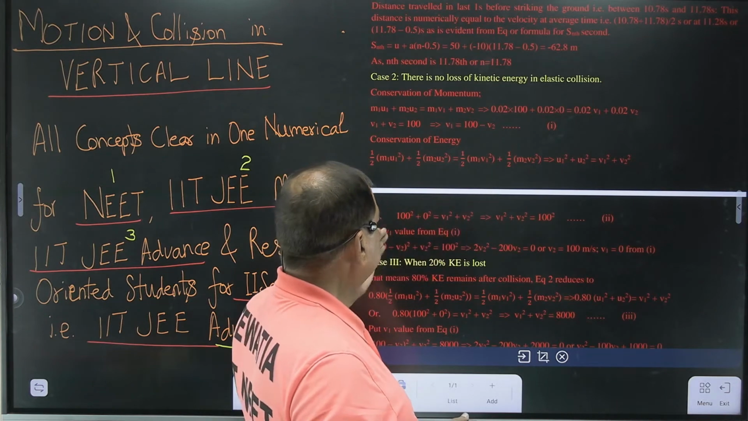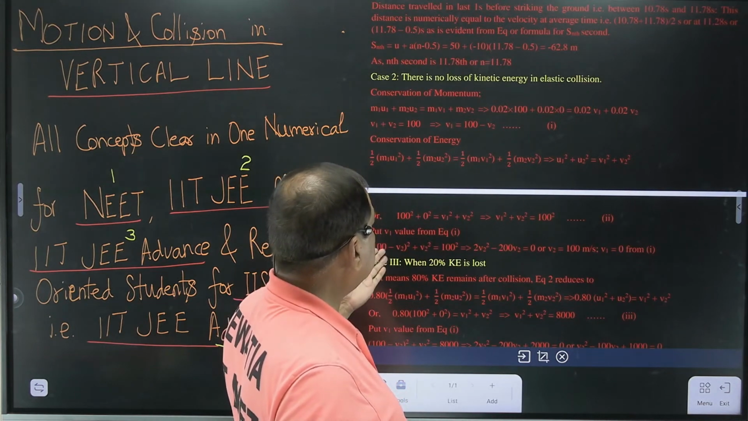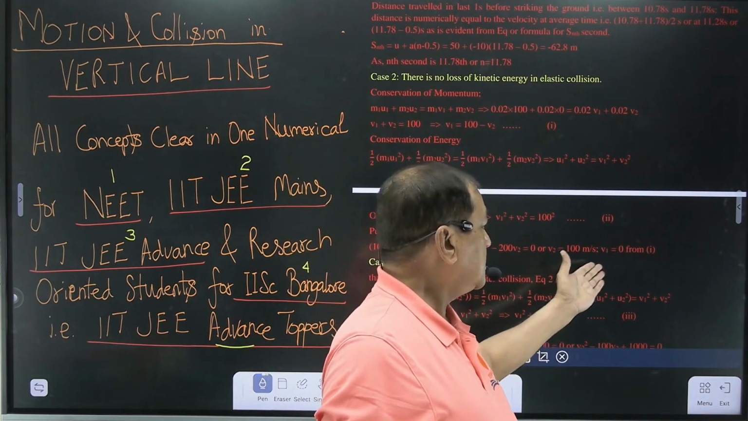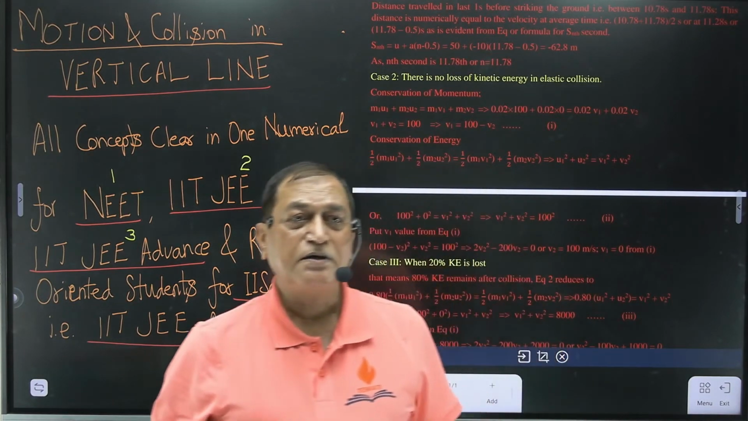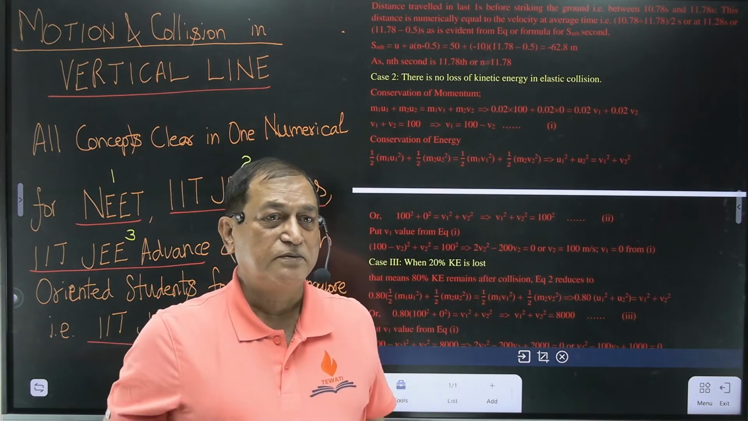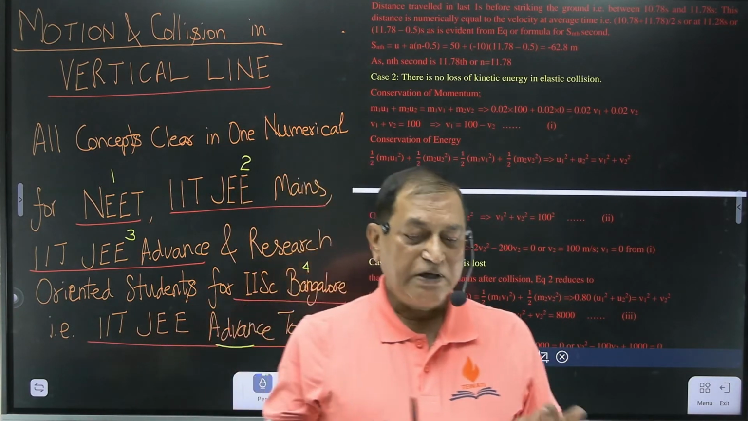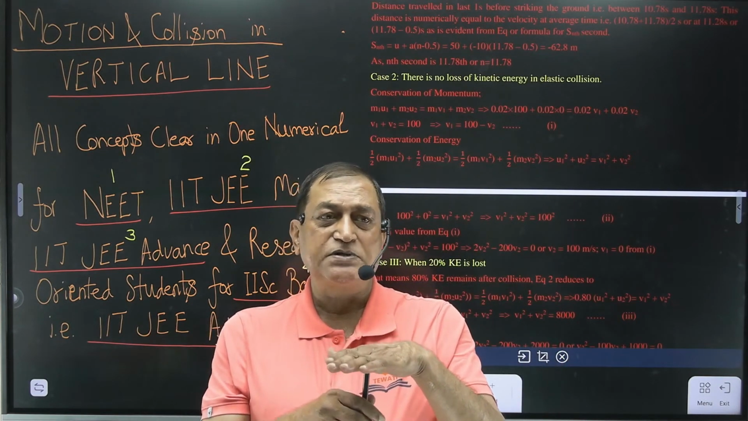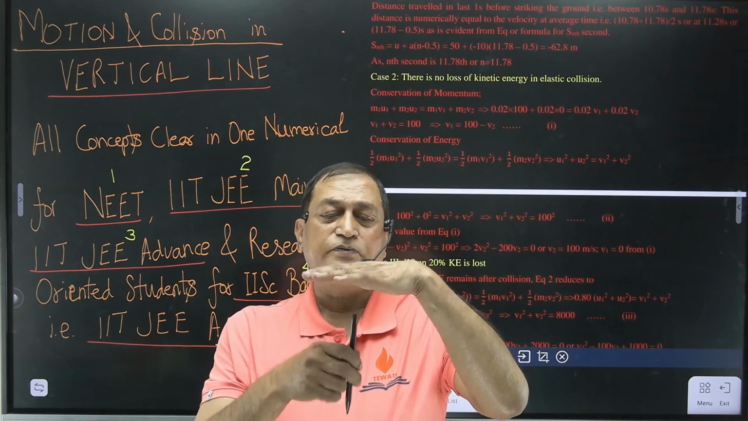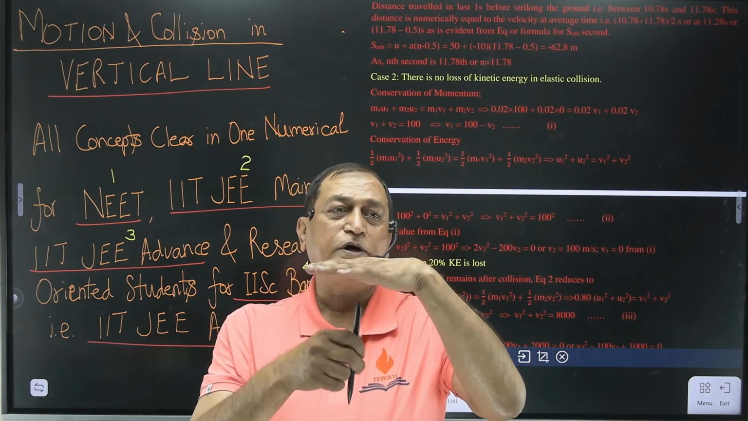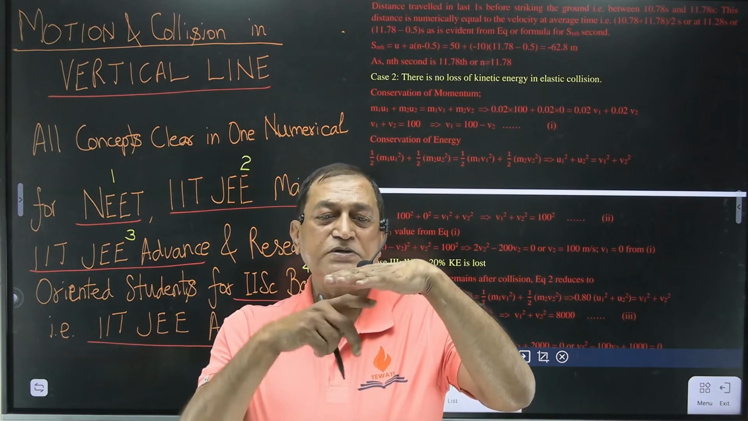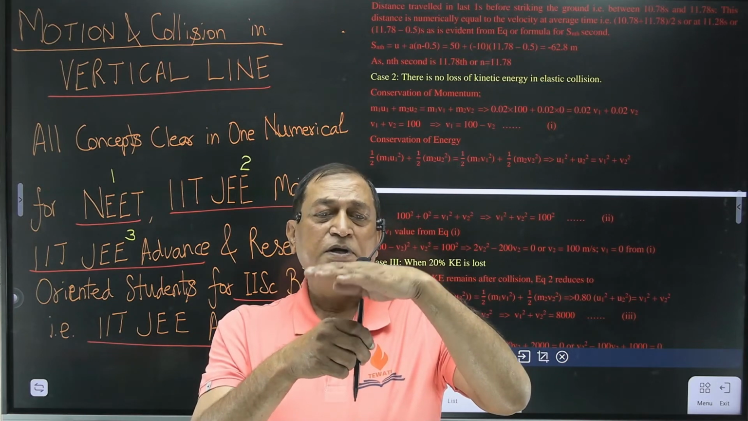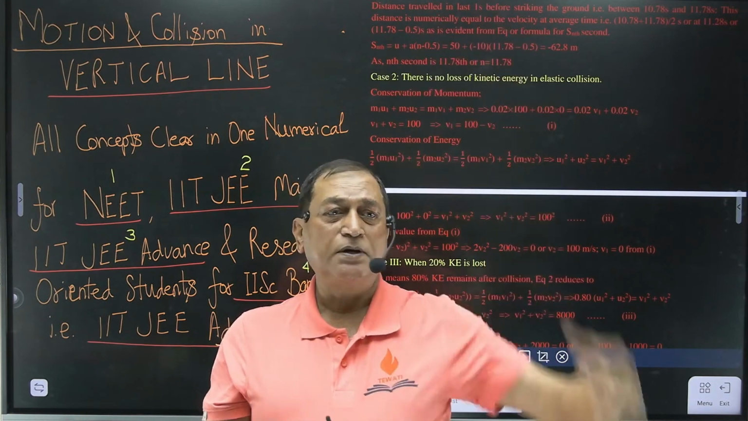Now solving this equation, making a quadratic or by any other method, you will find this v2 comes to be 100 meter per second and v1 is 0 meter per second. It is an interesting conclusion from this numerical that when the bullet strikes the rocket, both being of the same mass, the bullet transfers its entire velocity to the rocket and comes to rest. Rocket was at 0 velocity. Now after the collision, bullet will be at 0 velocity and rocket will take the velocity of the bullet, 100 meter per second.